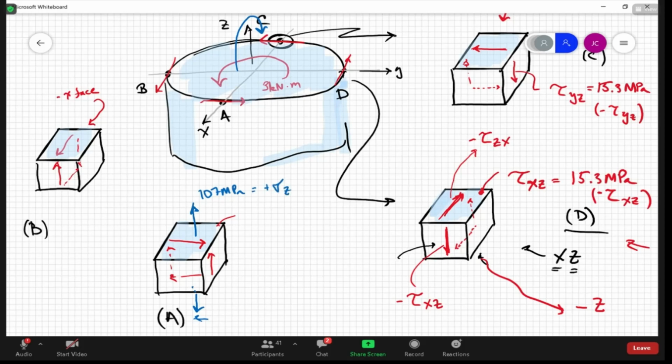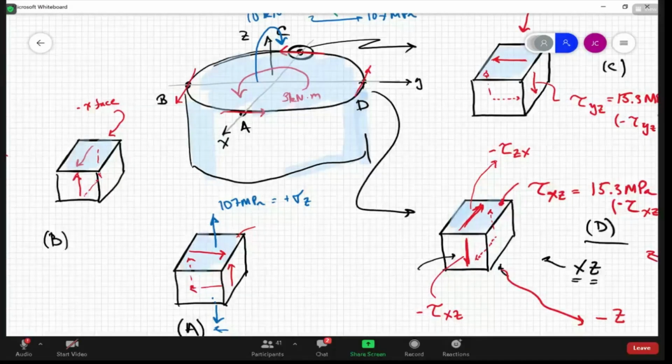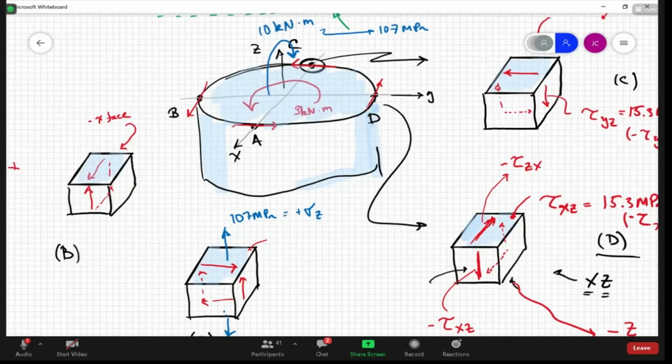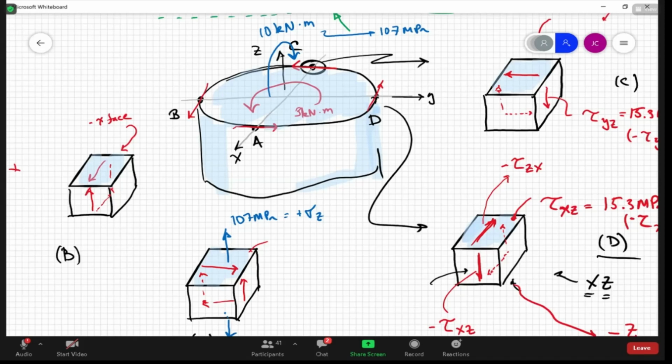All right, what's going on at point B? What type of stress does that put at point B? None. I guess technically it is a sigma Z, a normal stress in the z direction, but its value is 0. So it doesn't do anything there. I don't even draw it.